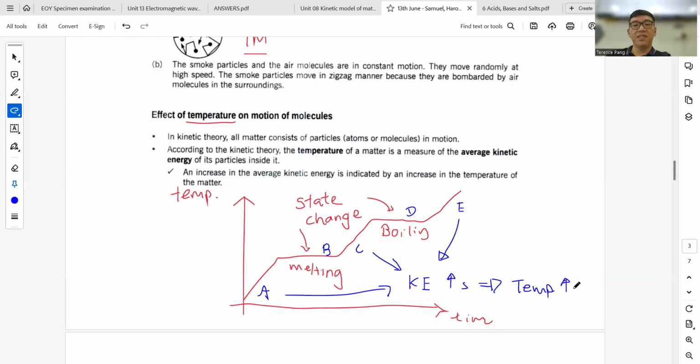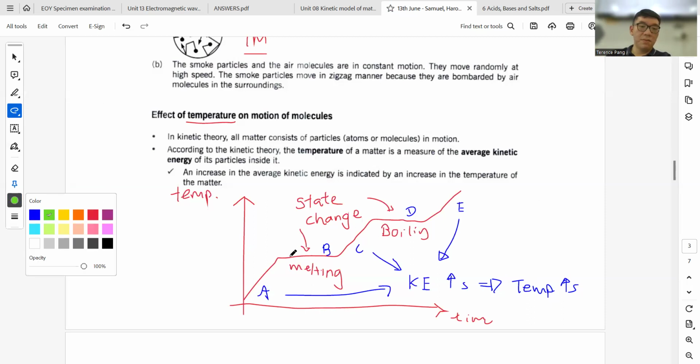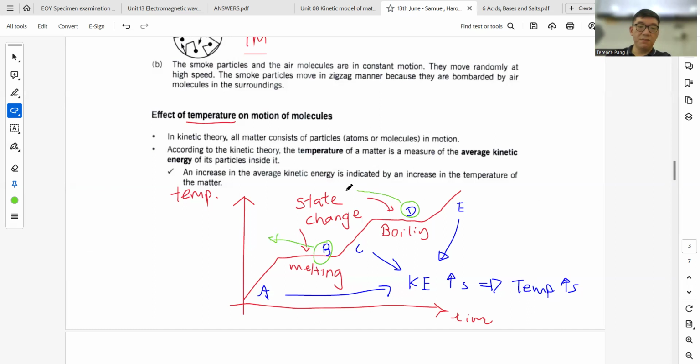What is IE? Internal energy, right? Internal energy changes at all times because you're constantly taking in heat. So your internal energy must increase. But what you're referring to will be the potential energy. So let's use a different color. The PE here would increase.